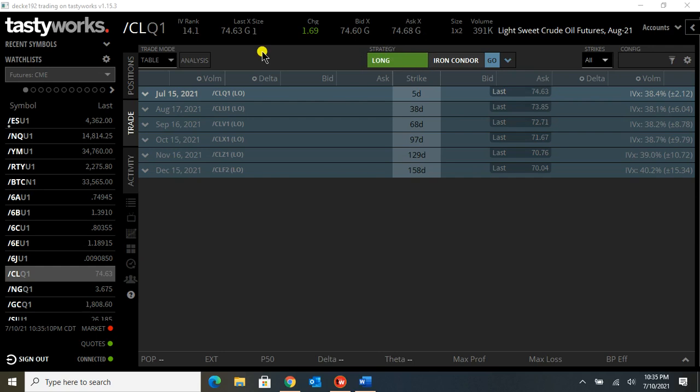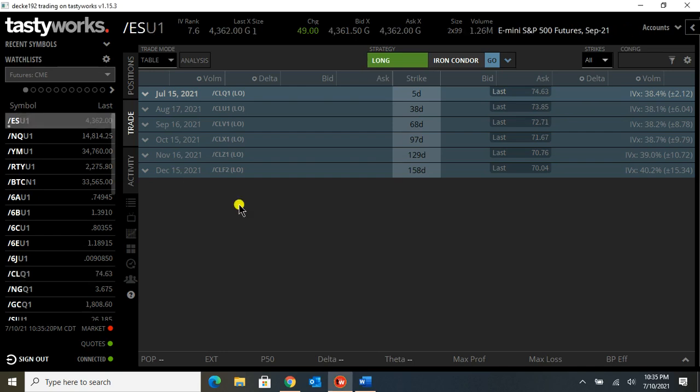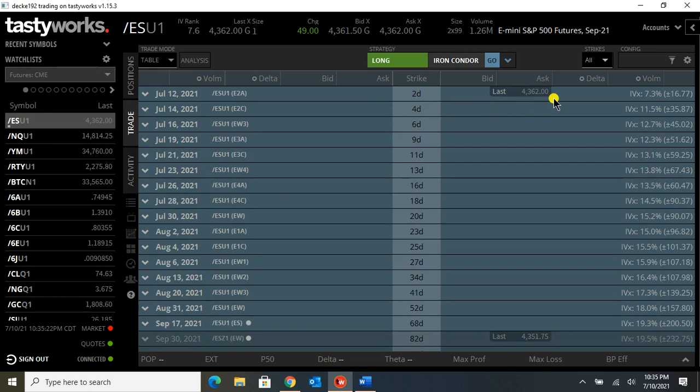So point and handle are the same thing. So let's look at one more example just to make sure we have this concept down. I'm going to go to the /ES, which is the E-mini S&P 500 futures. The ES is the most liquid and active product in the futures market.